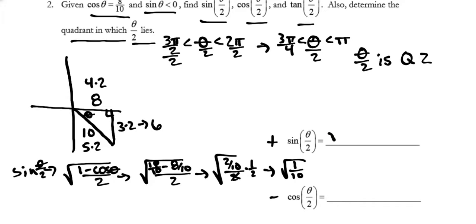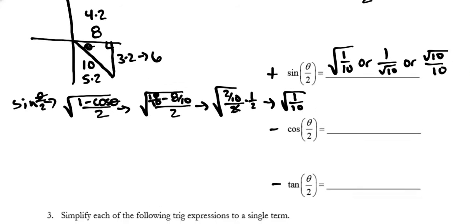Okay. So this is an acceptable answer, but you could also have 1 over the square root of 10 or the square root of 10 over 10 if you rationalized. So any of those are acceptable.